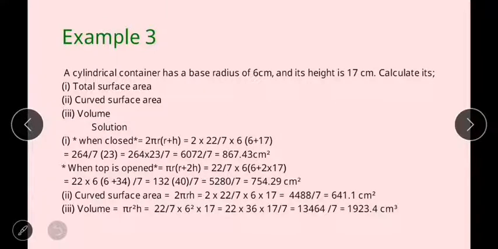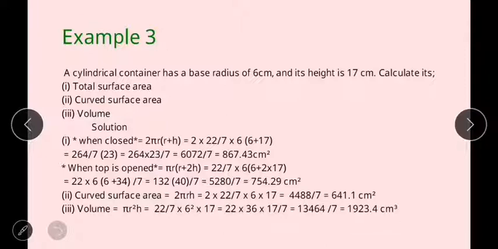According to question 1, we are told to calculate the total surface area. It was not stated whether the top of the cylindrical container has been opened or not. So to be on the safer side, we will calculate the total surface area for the 2 cases: whether the top was closed, and whether the top was opened. Are we together? Let us solve.